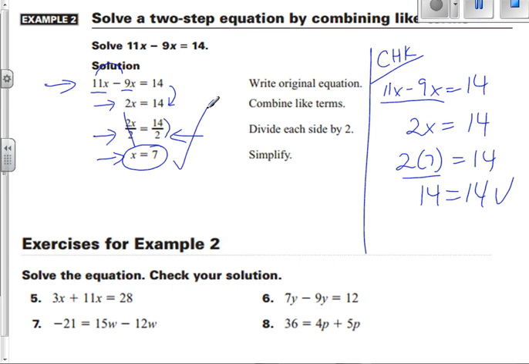So now what I want you to do is pause the video. You have 5, 6, 7, and 8. I'm actually going to transfer those to a new screen so we have a little bit more room. But pause the video, work through those. Once you're finished with that, start the video back up, and we'll check our answers together, okay?